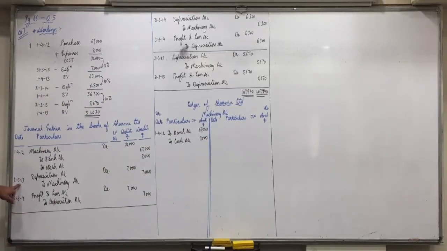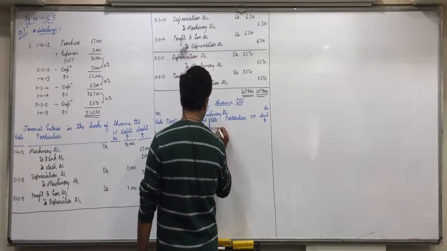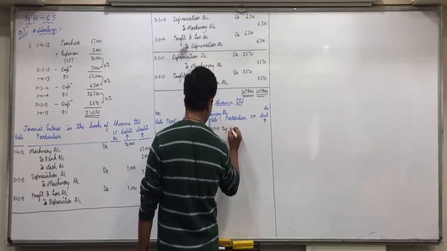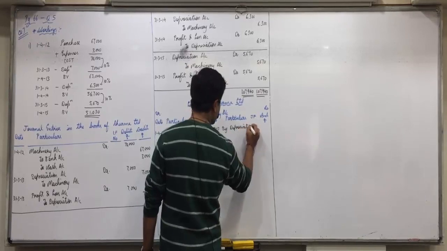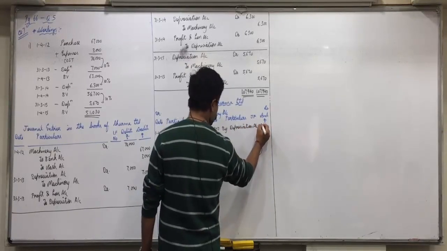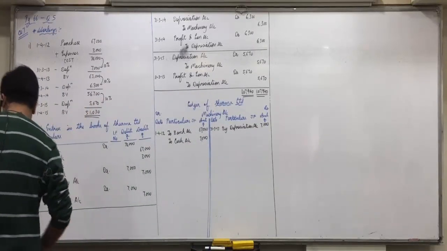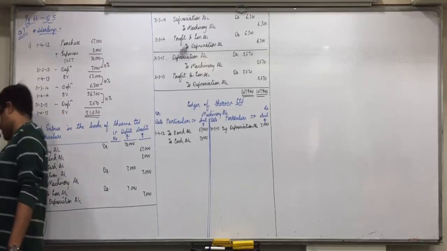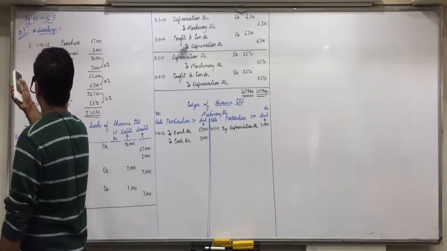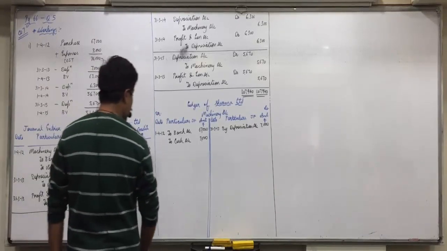Then from second entry to machinery, so in machinery on the credit side, 31,313 opposite account by depreciation account 7,000, and the third entry will have no effect.